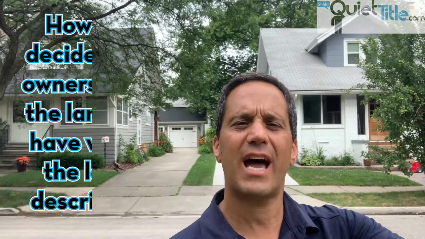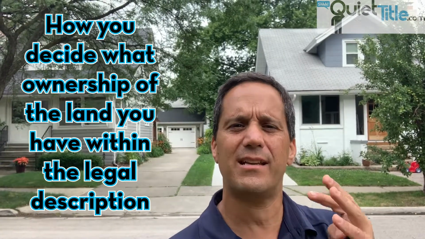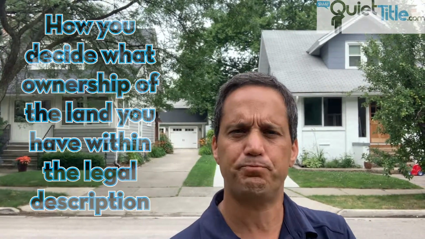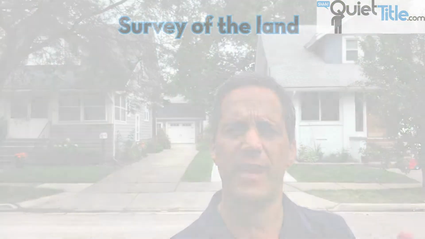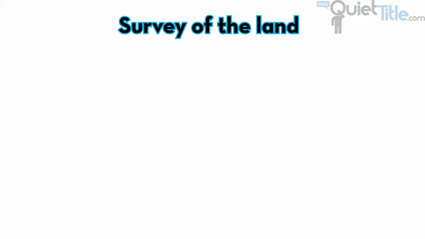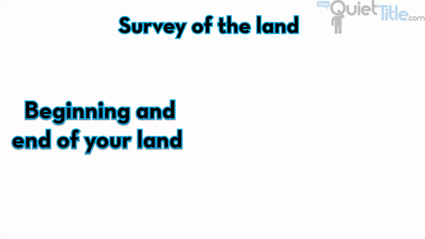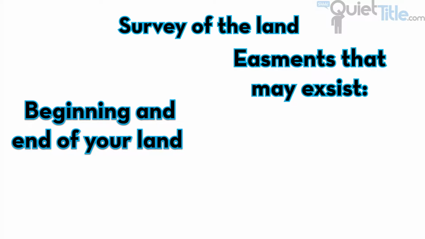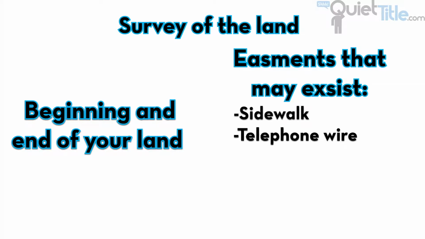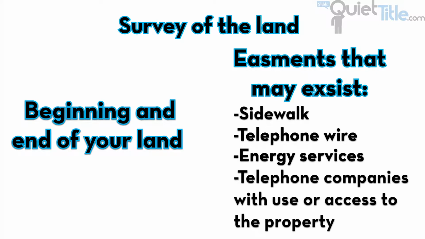The next word that often gets confused is how you decide what ownership of the land that you have within that legal description. That's generally done by a survey of the land, and that lot is identified in various ways based on the beginning and end of your land, as well as any easements that may exist. For example, a sidewalk or a telephone wire for the energy services or telephone companies that have a right to use or access the property. That is a survey, and that describes the area of land upon which you own.